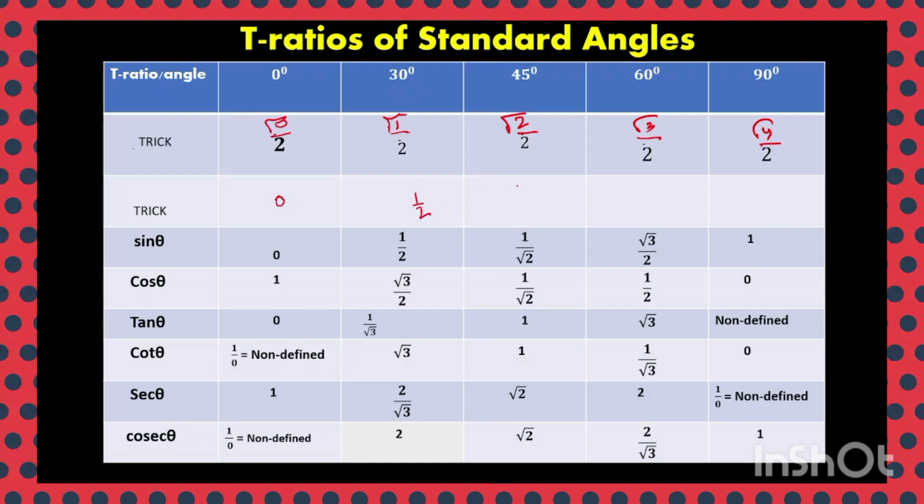Here root 2 by 2 is 1 by root 2. It is root 3 by 2. Here root 4 means 2 by 2 which is 1. Thus you can write here: 0, 0, 1 by 2, 1 by 2, 1 by root 2, 1 by root 2, root 3 by 2, root 3 by 2, 1, 1.